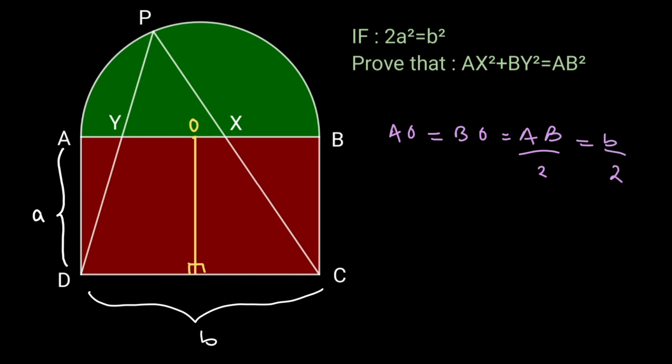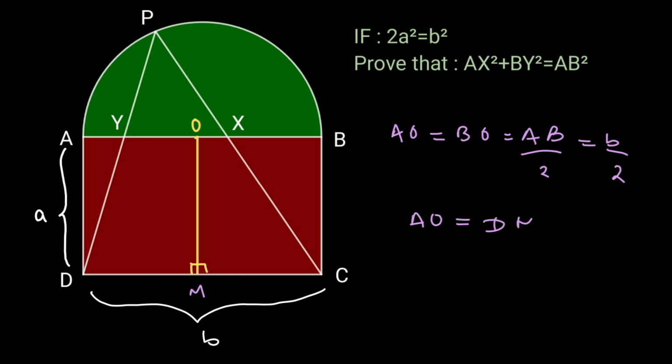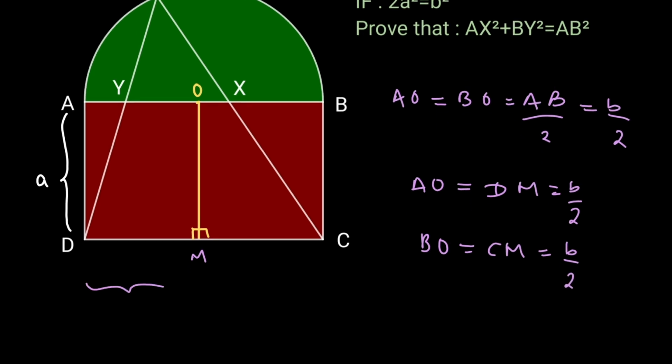And as we have seen that these quadrilaterals are rectangles, therefore the length of AO would be equal to, let the point where we have dropped the perpendicular be named as the point M. So the length of AO would be equal to the length of DM, and this would be equal to B upon 2. Similarly, the length of BO would be equal to the length of CM, and this would also be equal to B upon 2. Okay, so therefore the length from D to M is equal to B upon 2, and the length from the point M to C is also equal to B upon 2.